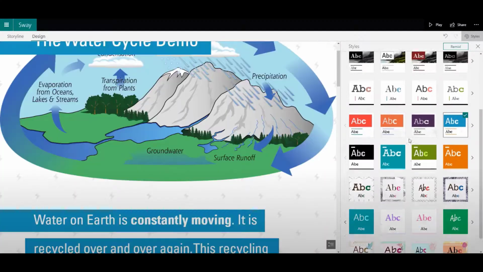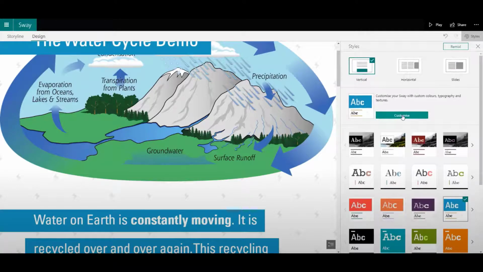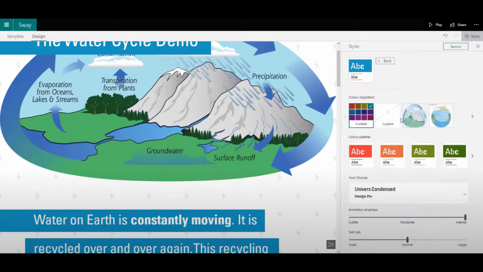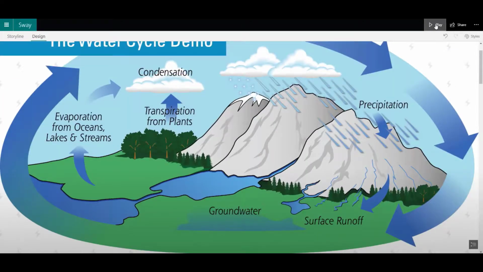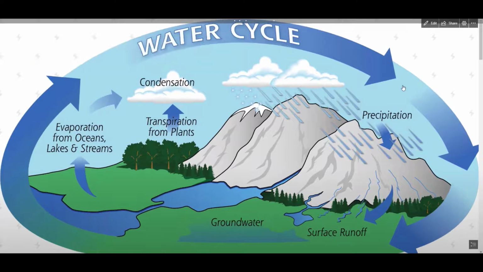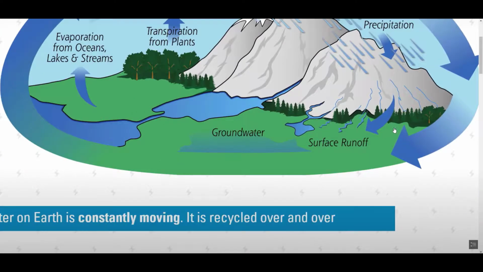I can also customise it further by clicking on Customise, where I can change the colours, I can change the font and the text size. You can also use a remix, and the remix is quite useful for younger learners if they're not sure about which design they would like. I can then close the styles at the top right hand side, and then I can click play, again to test how it's going to look in the live environment.